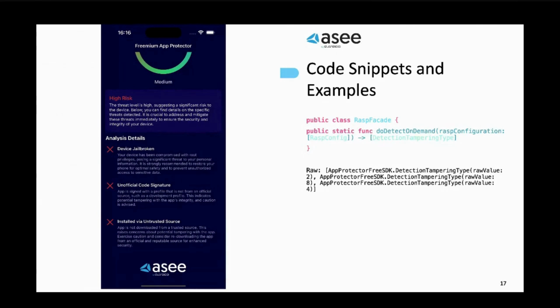detected tamperings. This array is an array of enums which have a raw value, and we can see that we have here a device that is jailbroken. The app doesn't contain official code signature, and it's installed via untrusted source. So we know that it's not from the App Store.